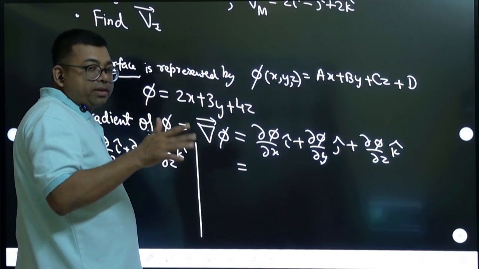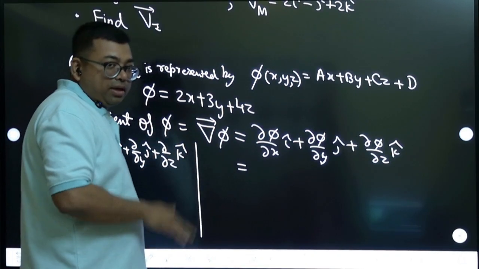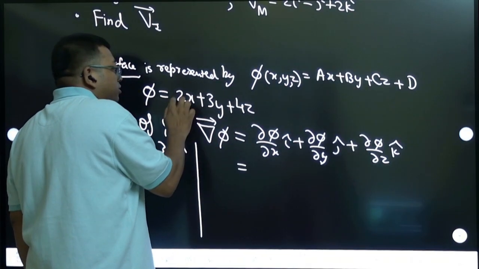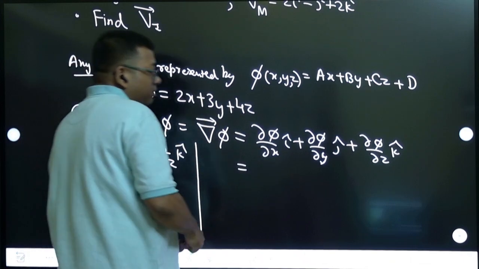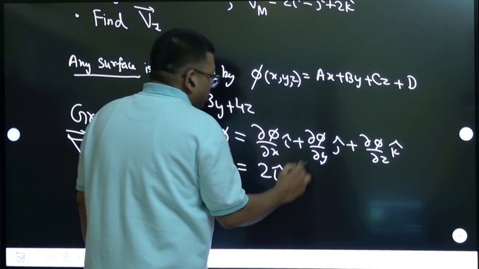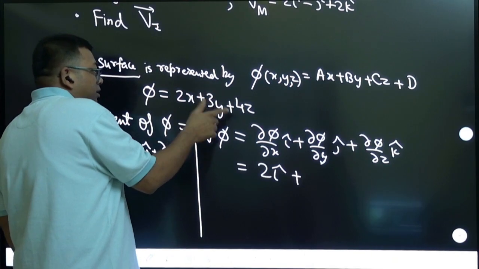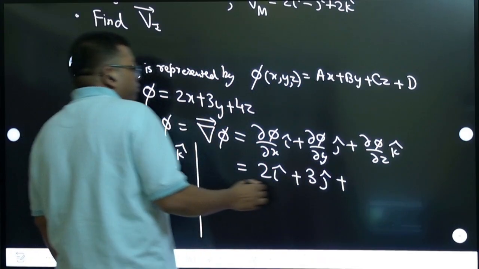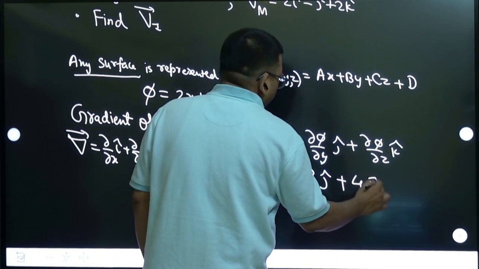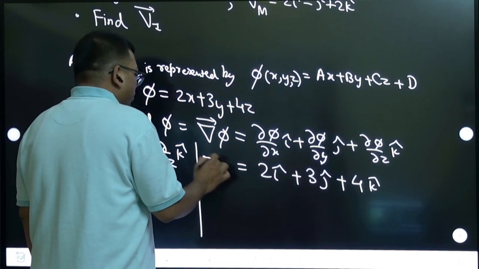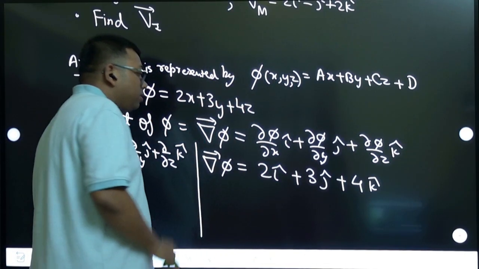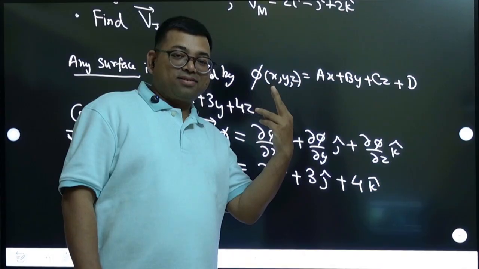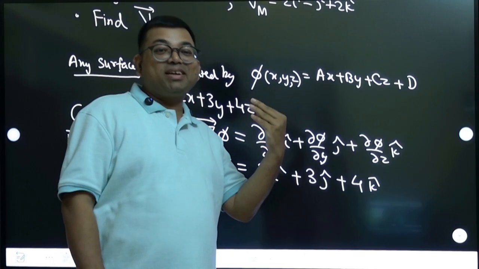I think you know about partial differentiation, right? You have an idea of partial differentiation. So here y and z you have to take as constant, so only 2x with x, which will give 2 only. Similarly, with respect to y it will give only 3, and with respect to z it will give 4 only. So once you get this vector, this is a vector along the normal direction.